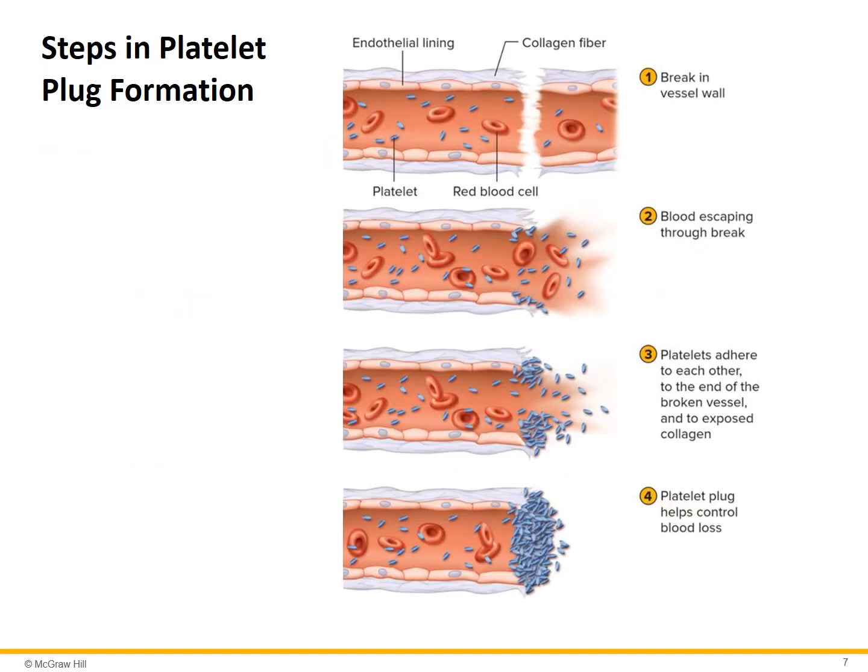This is just showing steps in platelet plug formation. So you have a break in the vessel wall, right? The blood starts escaping. So the platelets are going to start escaping, but when they reach this exposed collagen, that causes them to kind of become spiny and start to stick to each other.